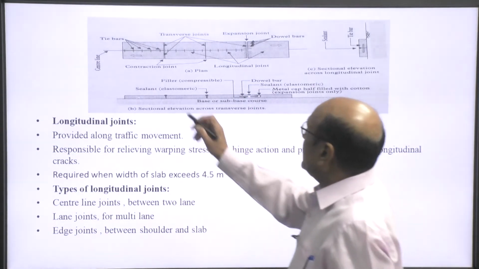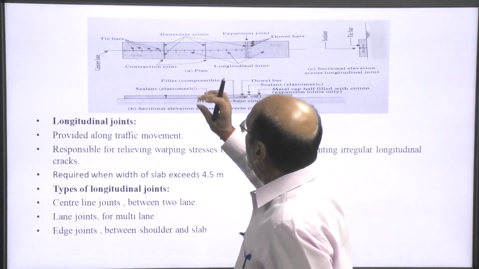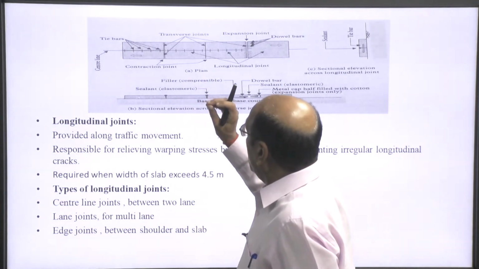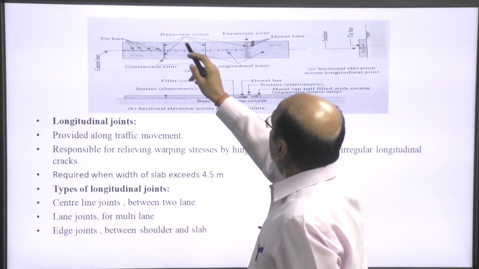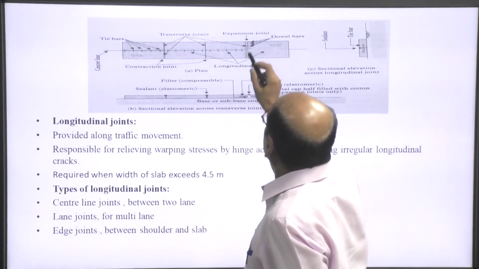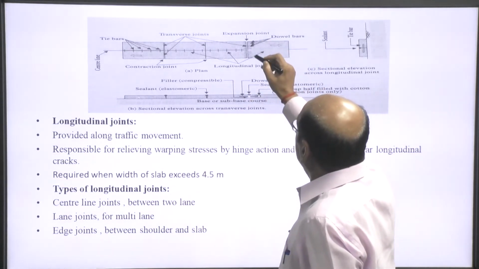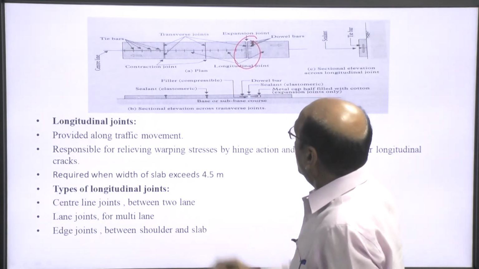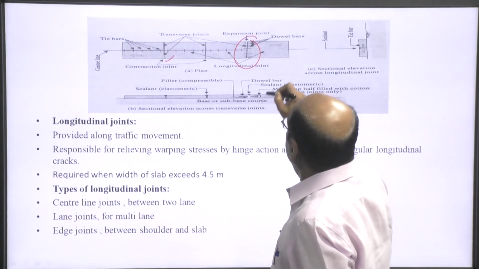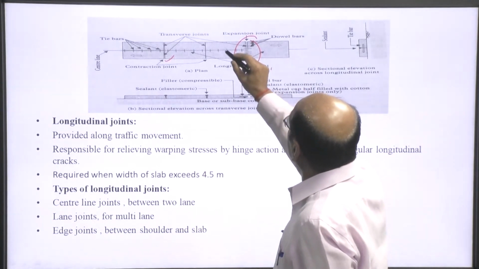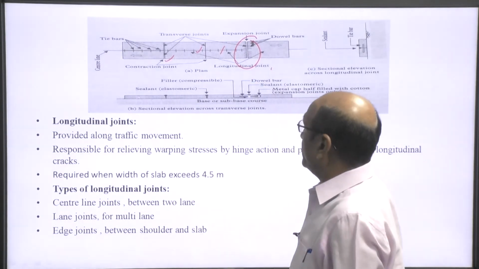So, see here, these are the tie bars which combine the slabs on both sides. This is the center line. This is the transverse joint. This is the expansion joint that we have provided here. A dowel bar is placed here. This is the contraction joint. And this is the longitudinal joint. These are the longitudinal joints.